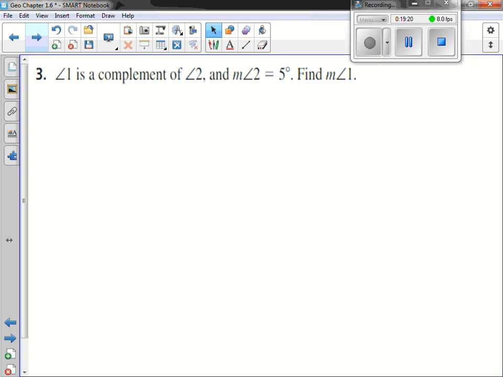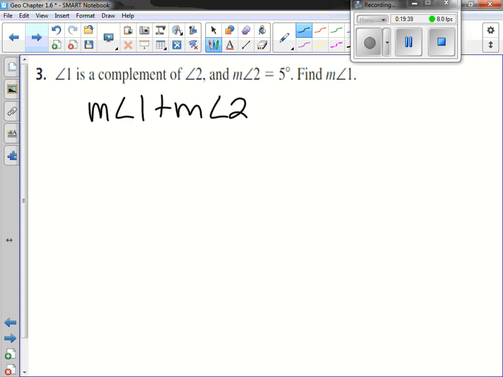Are there any questions about complement and supplementary angles, two angles being added together? Are we good with these here? Yes? You want to see one more? So what does complement mean? It adds up to 90 degrees. So what do we know about the two angles? The measure of angle 1 plus the measure of angle 2 is equal to?